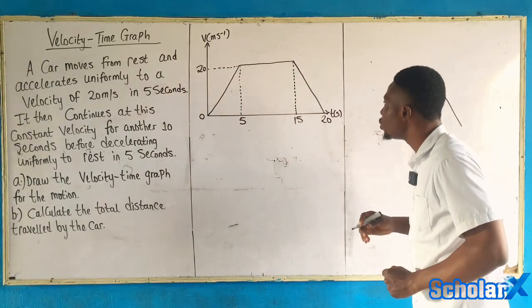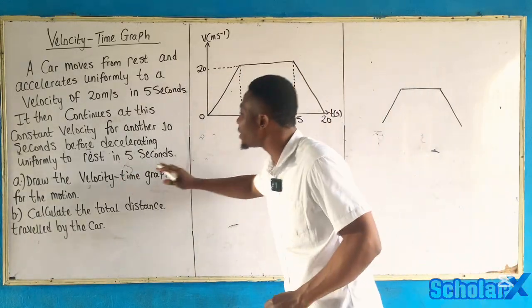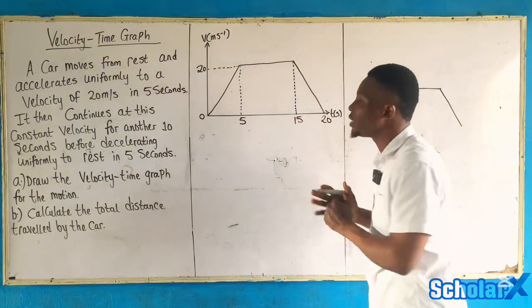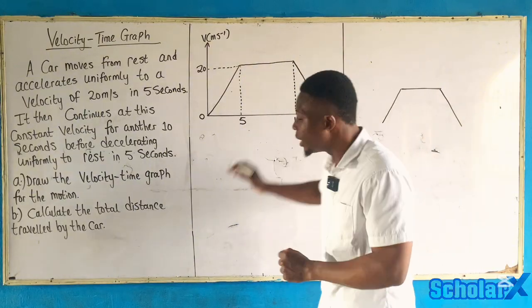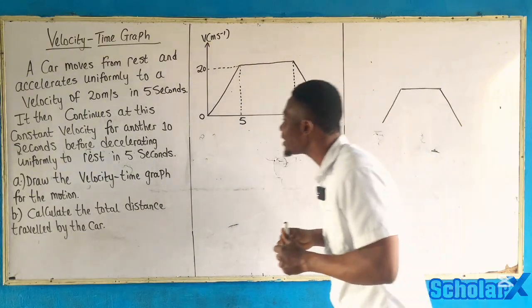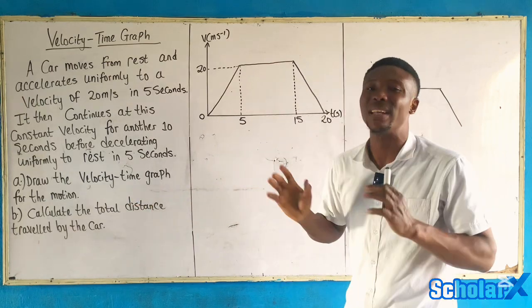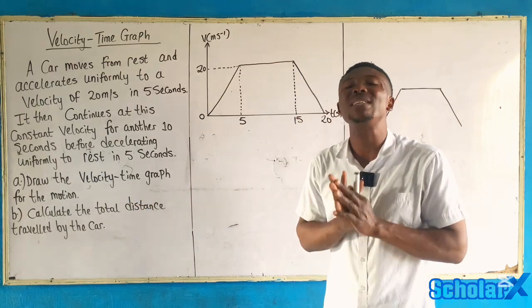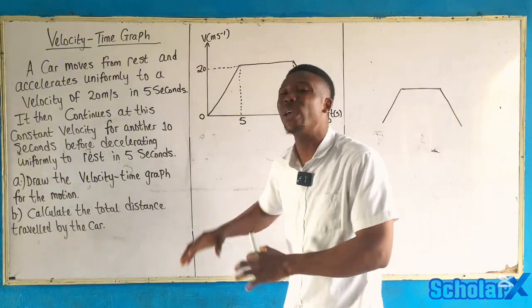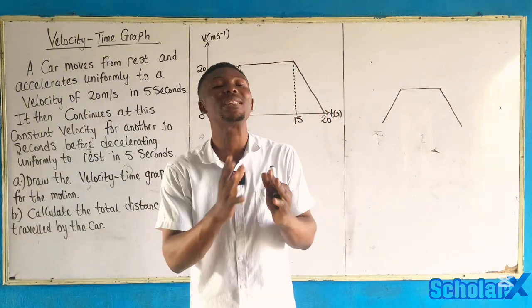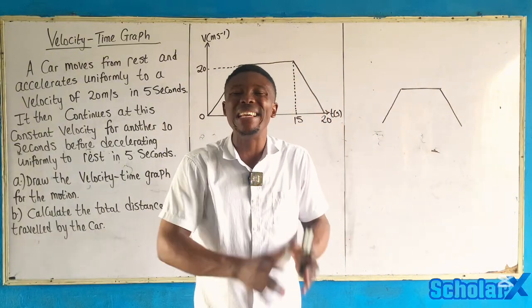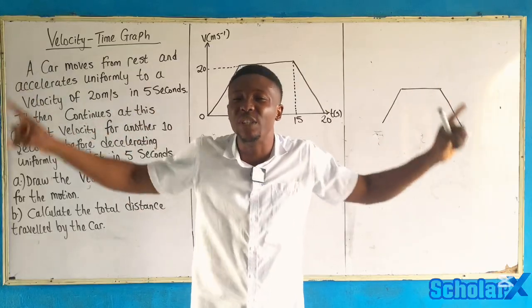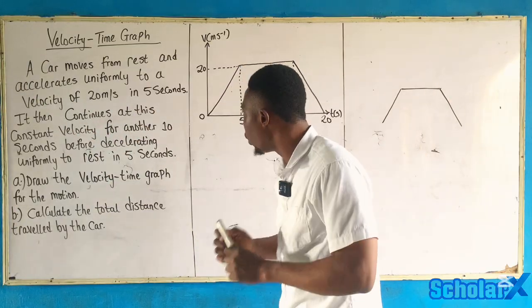Now, let's continue. So it says, draw the velocity time graph for the motion. We've drawn the velocity time graph for the motion. All right? Which is what we've done here. Now, that said, calculate the total distance traveled by the car. Now, take note of this, that the total distance traveled by the car, or in a velocity time graph, the total distance traveled by a body is the total area of the shape that is formed. All right?